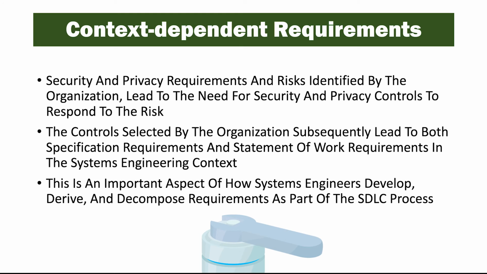Context-dependent requirements, security and privacy requirements, and risks identified by the organization lead to the need for security and privacy controls to respond to the risk. The controls selected by the organization subsequently lead to both specification requirements and statement of work requirements in the system engineering context. And we talked about those earlier. This is an important aspect of how system engineers develop, derive, and decompose requirements as part of the SDLC process. In essence, the system engineer will look at the requirements for a system and determine the controls that can be implemented to meet those requirements of both security and privacy.